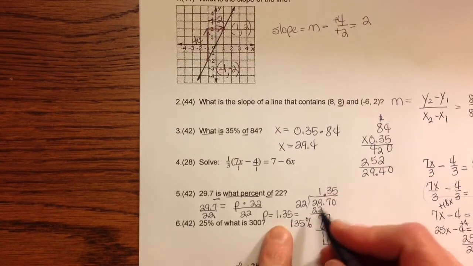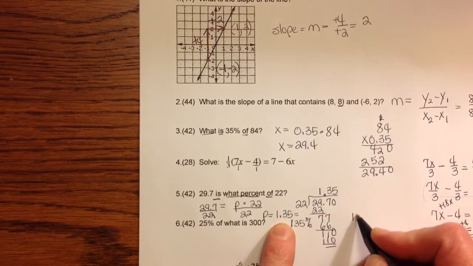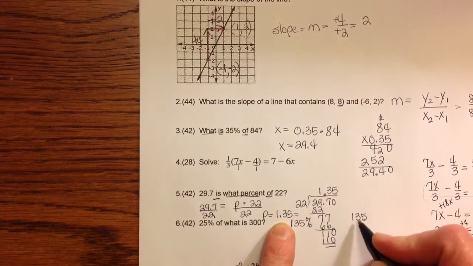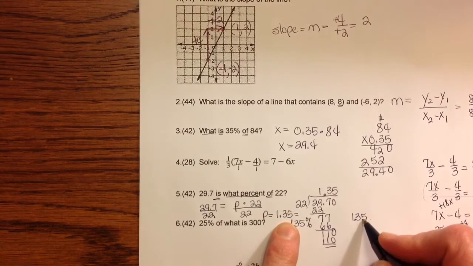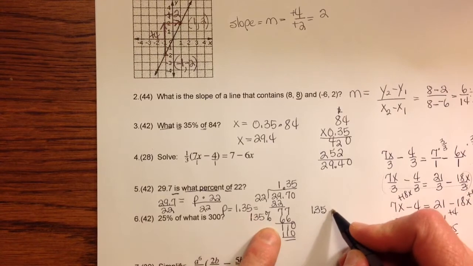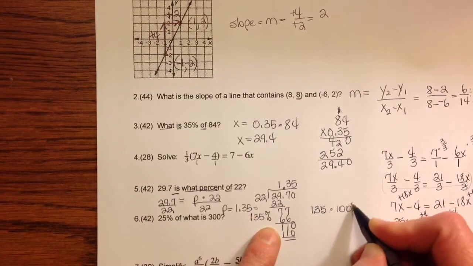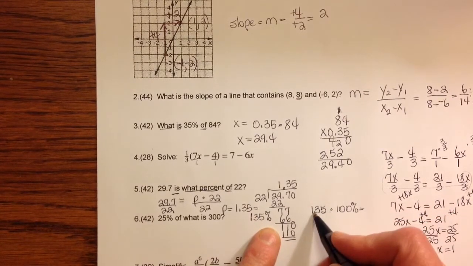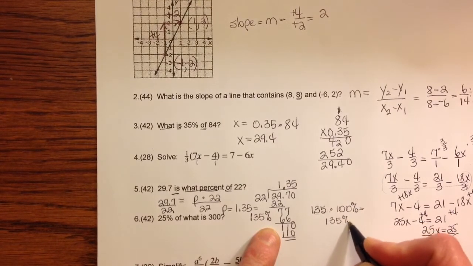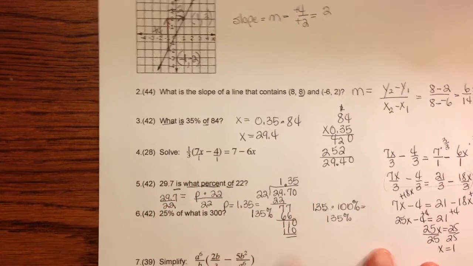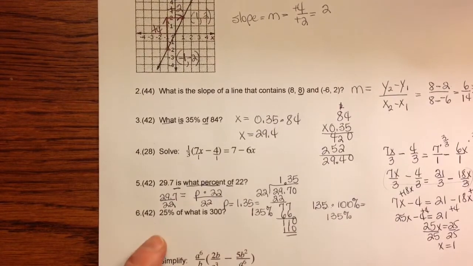Now, if you need a little extra help on that one, you've got 1 and 35 hundredths, and anytime you want to change a decimal to a percent, you can just multiply it by 100%. That's just multiplying by 1. And 100 will get the 2 decimal places over, and then the percent sign. So that's just a little extra notation there if you need help with that one.